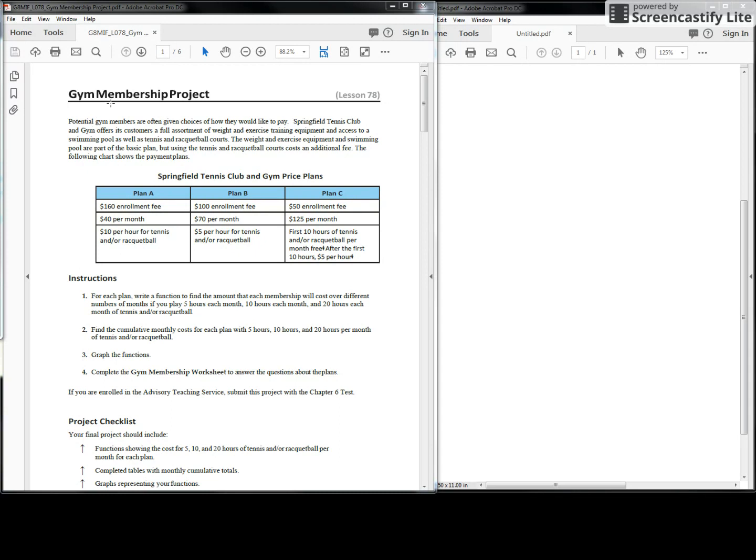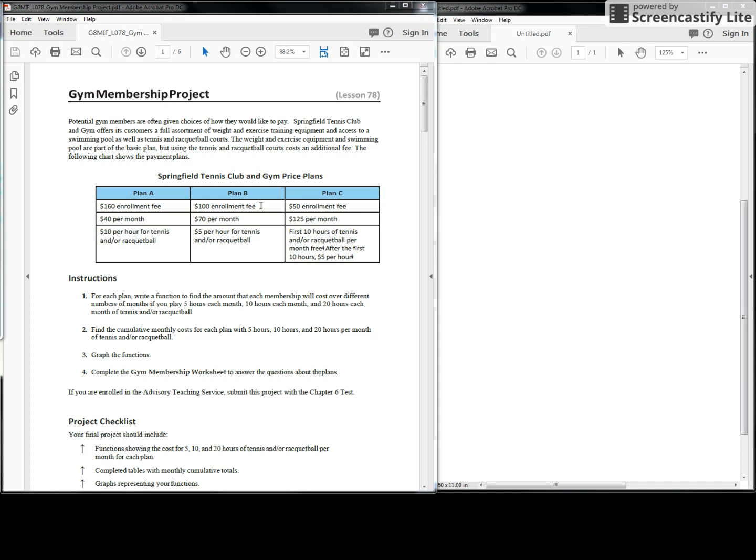The gym membership project describes 3 different plans that you can do if you are going to join one of these gyms. As you can see, this is a tennis club, and there's also racquetball at this club. So Plan A has an expensive enrollment fee and a low monthly fee and a high fee for every hour of tennis or racquetball.